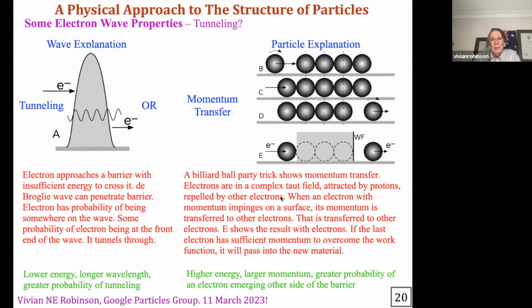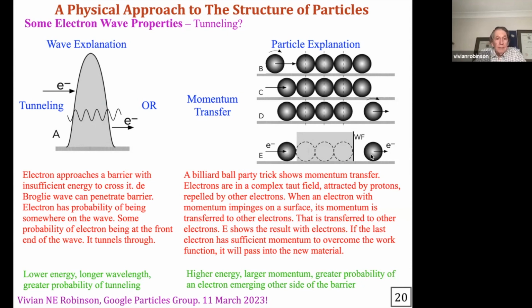electrons are in a complex taut field, and they're attracted by protons, repelled by other electrons. They basically respond to every stimulus. So you have an electron coming along that will hit into a target and transfer momentum through the barrier. And if at the end an electron has sufficient energy to overcome the work function between the two surfaces, it'll pop out the other end.